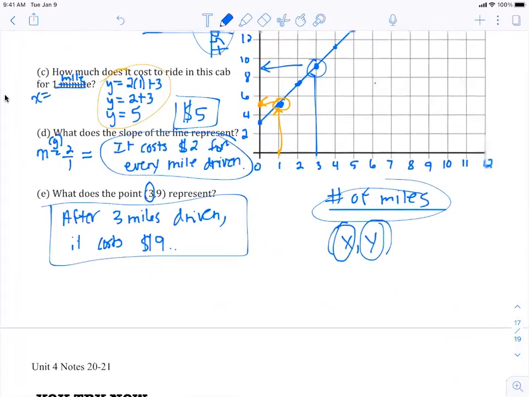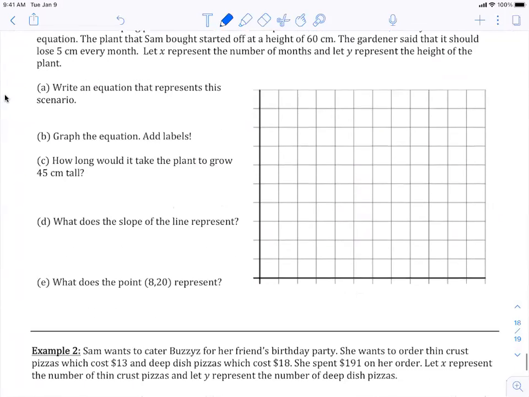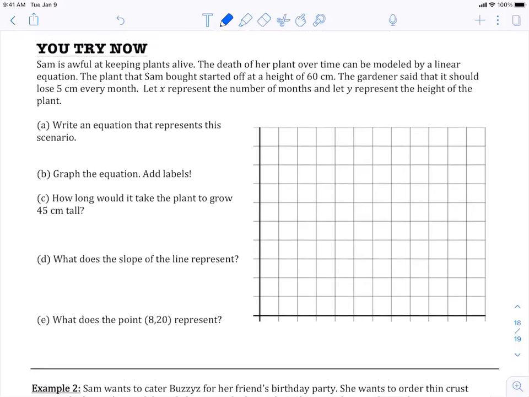Alrighty. So what I want you guys to do, I want you to pause your video and give example number 2 a shot. Nope, not example number 2. The next you try now. So pause your video and give this one a shot right now.